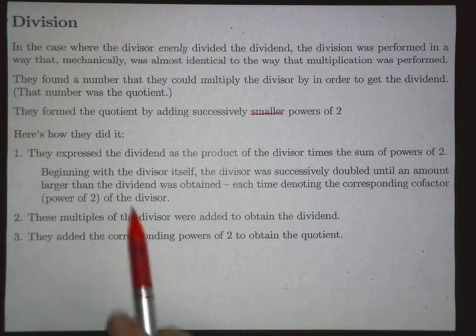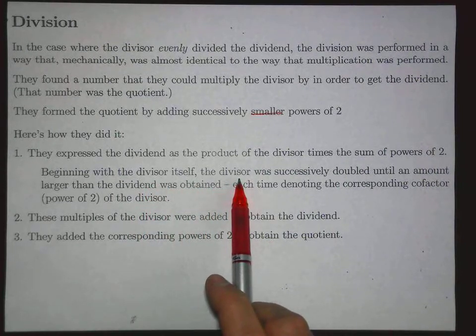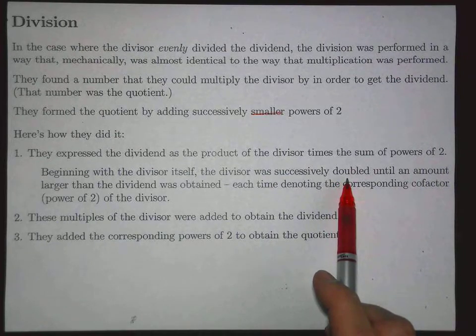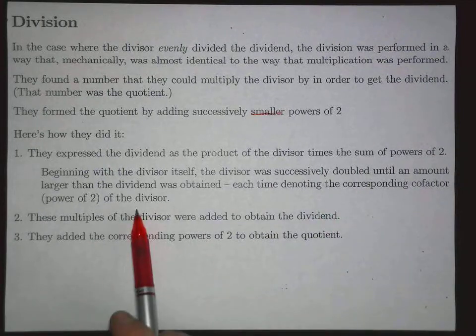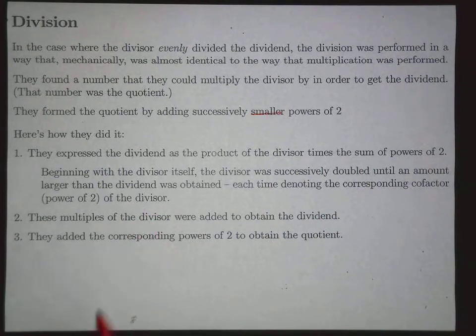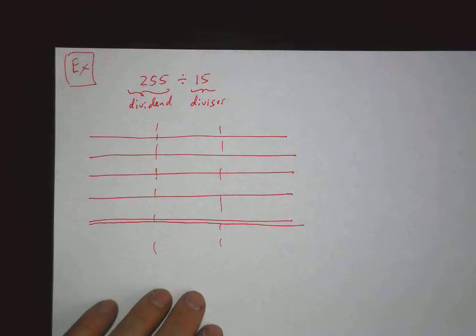Now, let's say this a different way. Beginning with the divisor itself, the divisor was multiplied by successively larger powers of 2 until an amount larger than the dividend was obtained, and each time they denote the corresponding power of 2 by which the divisor was multiplied. These multiples of the divisor were added together to obtain the dividend exactly. And the cofactors of the divisor were added to obtain the quotient. Okay, let's take a look and see exactly how this was done now in an example.